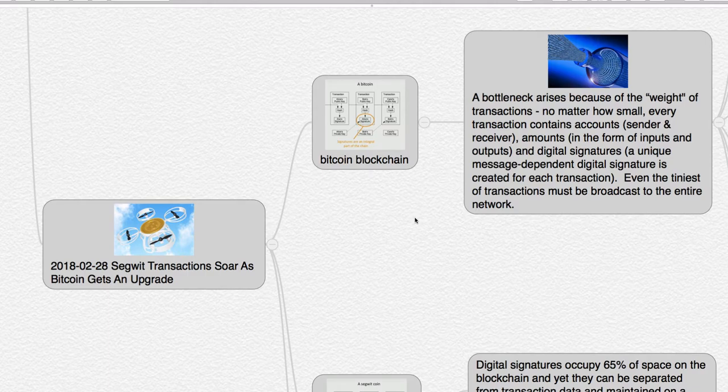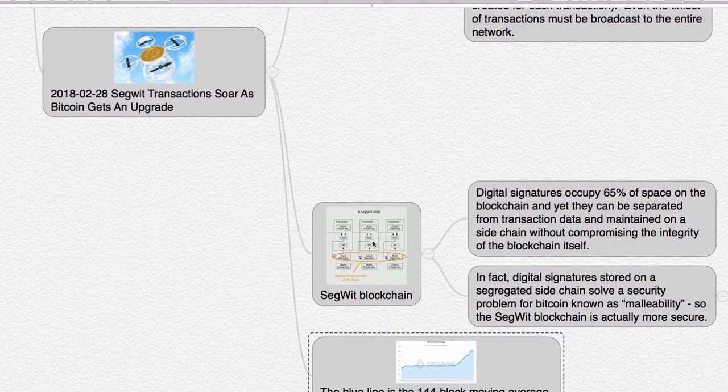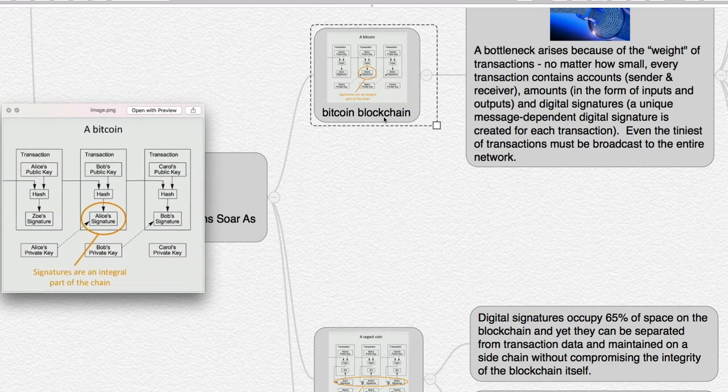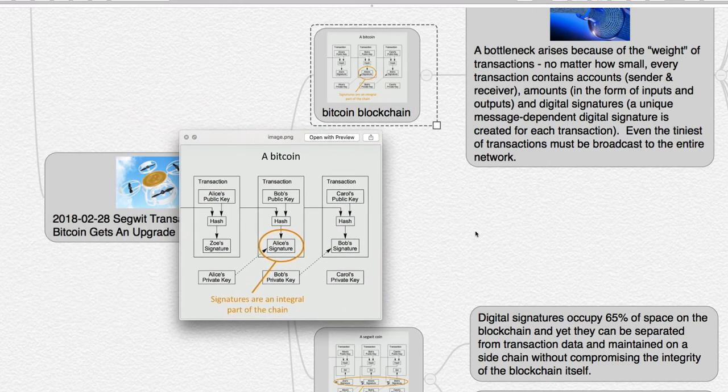So the new version of Bitcoin software includes full support for the SegWit upgrade. And why is that exciting? The reason it's exciting is because it's not a block size increase. Bitcoin is still limited to 1 megabyte blocks, but it does a significant amount of heavy lifting in regards to the weight of transactions on the blockchain by separating digital signatures into a segregated side chain.